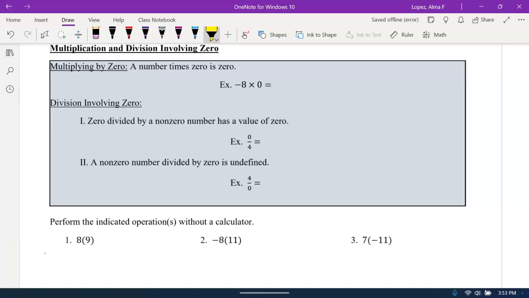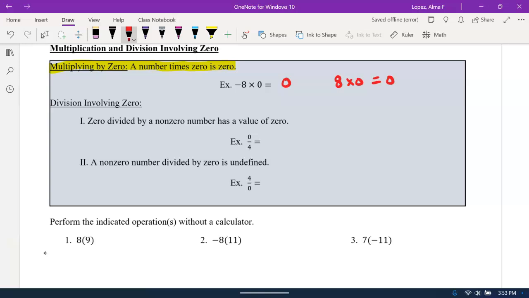Now, multiplying by 0, any number times 0 is always going to be 0. The example that they have here, negative 8 times 0 would be 0. But it would be the same for a positive 8 times 0. It doesn't have anything to do with the sign. Any number multiplied by 0 is 0.